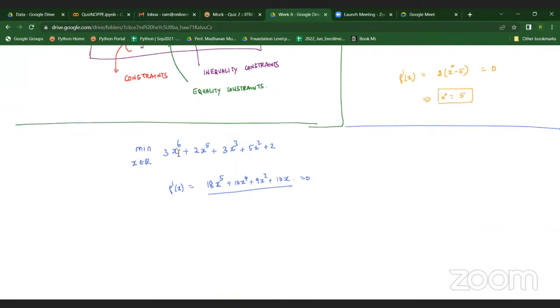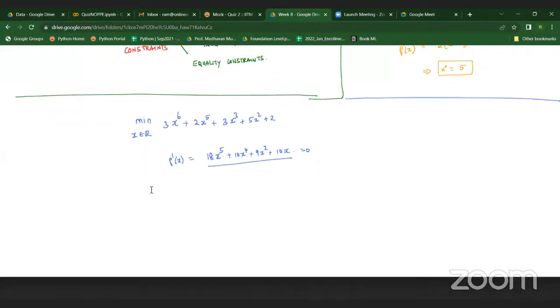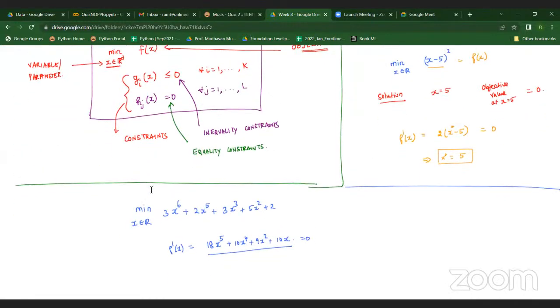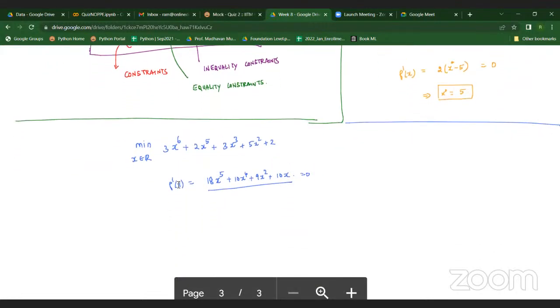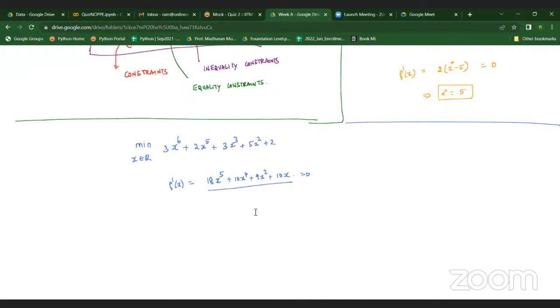Similarly, we have this objective function for this particular example: 3x to the power 6, 2x to the power 5, and so on. We want to minimize it over the overall real range, which basically means it's unconstrained. The way you find this minimum is generally by differentiation. We find f dash of x and equate it to 0, and then we solve for the values of x.